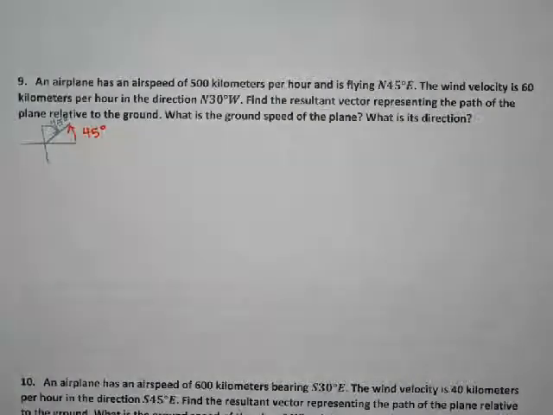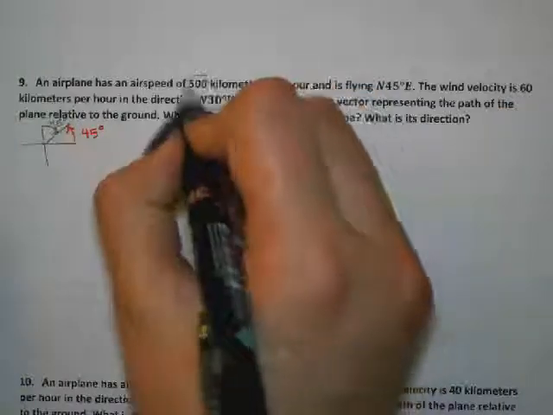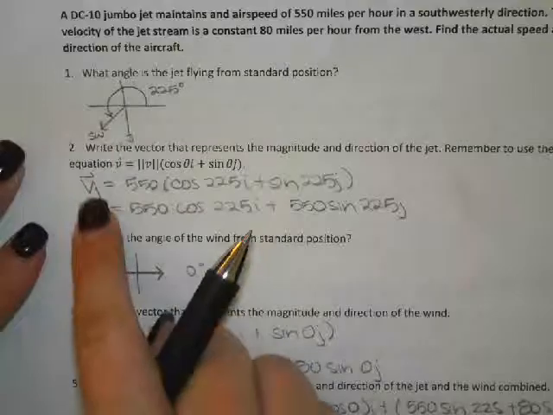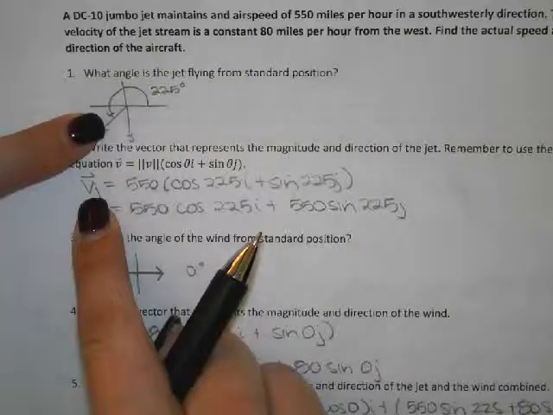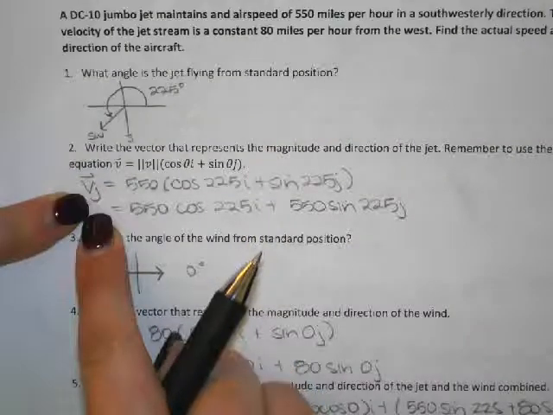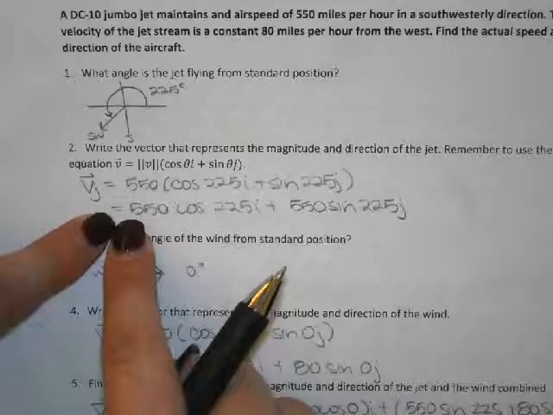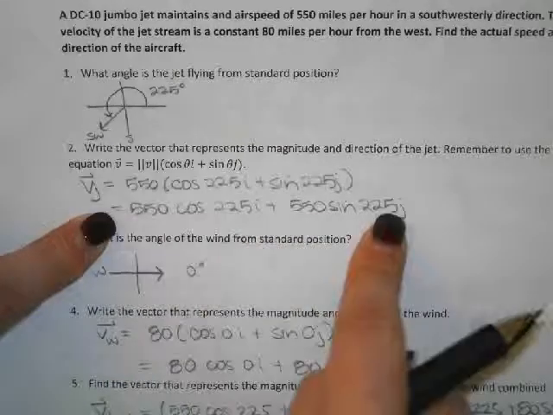We also need to know what the magnitude of the airplane is. Can anyone tell what that is? 500 kilometers per hour. There's the magnitude of the airplane. Now that we have the angle and we have the magnitude, we go ahead and write the vector for the airplane. Using that angle we found, the 45 degrees, and using the magnitude, we're going to do exactly what we did on that worksheet yesterday.